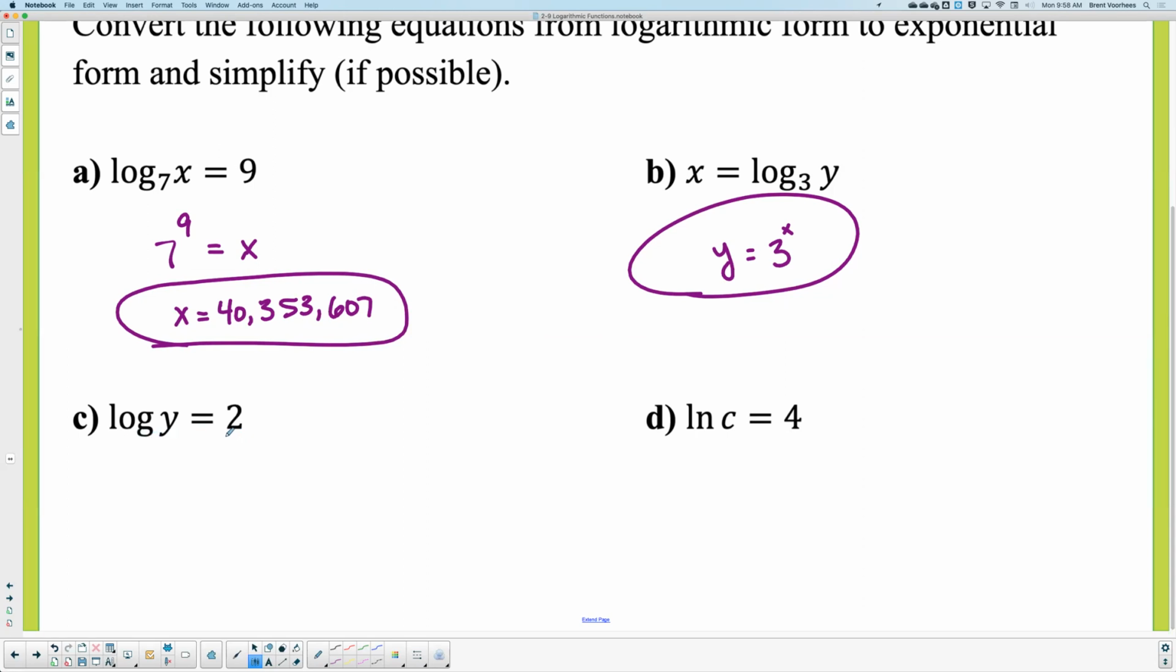This doesn't even show me a base. It's a 10. Very good. So this would be 10 to the power of 2 equals y. And do y'all know that math off the top of your head? What is 10 squared? 100. Good.